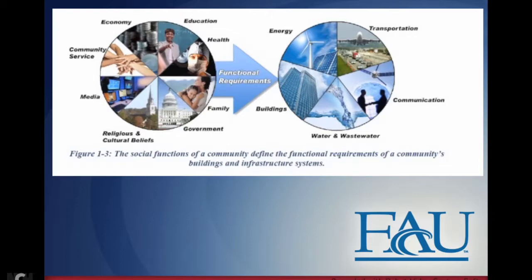Now, this report says, for instance, after a significant event, can residents remain in their homes? Can governments communicate with residents to inform them and support the recovery efforts? Can businesses and factories resume operations within a reasonable period? These types of social needs determine the performance expected from a community's buildings and infrastructure systems. So, for communities to prosper, they need these infrastructure systems to be operational.